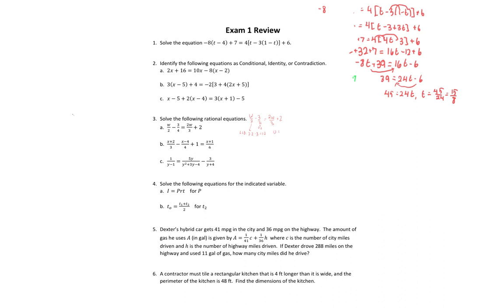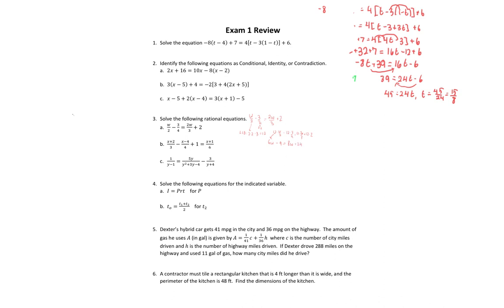So 12 times W over 2 minus 12 times 3 over 4 equals 12 times 2W over 3 plus 12 times 2. Cleaning this up, 12 divided by 2 is 6. So we get 6W minus 12 divided by 4 is 3. 3 times 3 is 9. So minus 9 equals 12 divided by 3 is 4. 4 times 2 is 8W. 12 times 2 is 24.